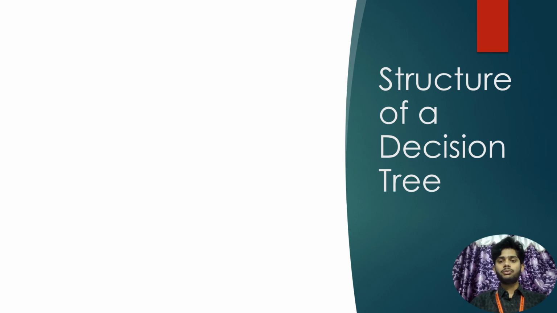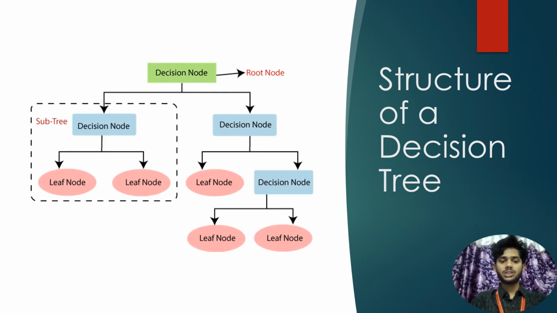Okay, now we will discuss the structure of the decision tree. This is the structure of the decision tree. Here you can see this is a decision node, also known as the root node, and all these nodes are known as the child nodes of the root node. This is a subtree, and this is another subtree. In the next slide we will discuss each component in the decision tree.